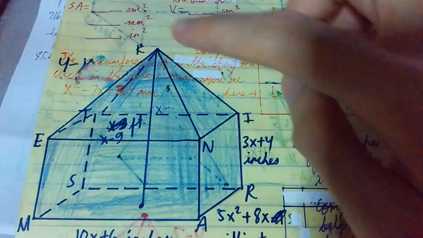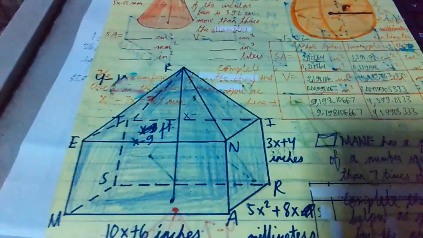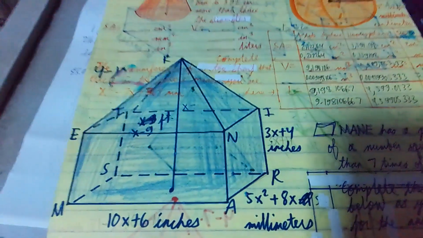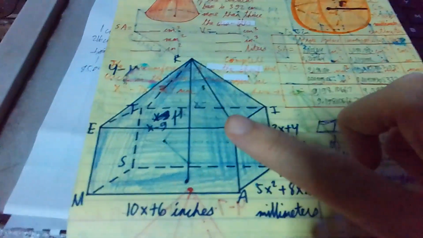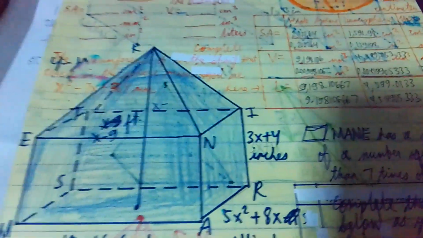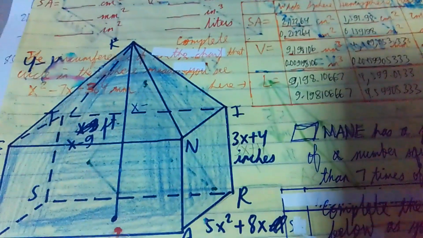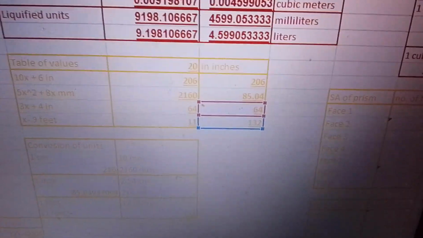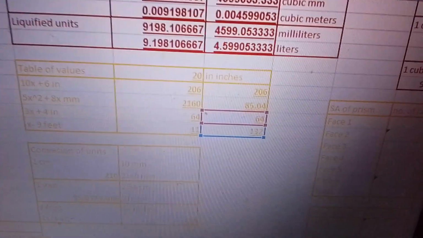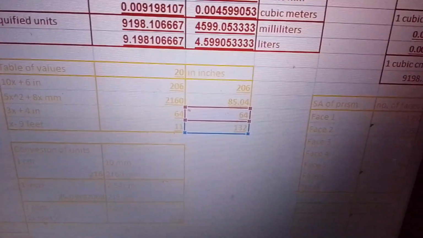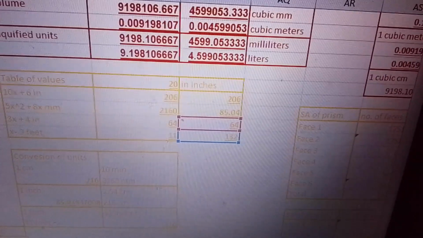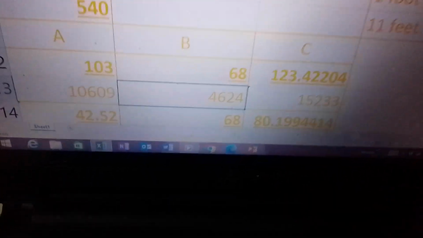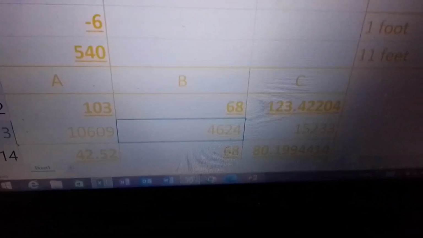So this is the base and this is the height. Remember the height, it's supposed to be 132 inches. But because the 3x plus 4 inches is the height from this part up to this part, we need to just get the height of the pyramid only. So that's why what we did was, ito yun. AP102 minus AP101. Okay, so yun yung ginawa ko. Remember, x minus 9 feet, that's 132 inches, and then minus 3x plus 4 inches to give you the height of the pyramid. So that's how we got the height of 68. Yeah, so that's how we got 68.